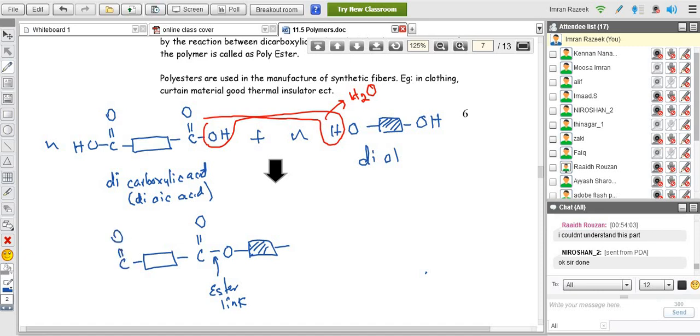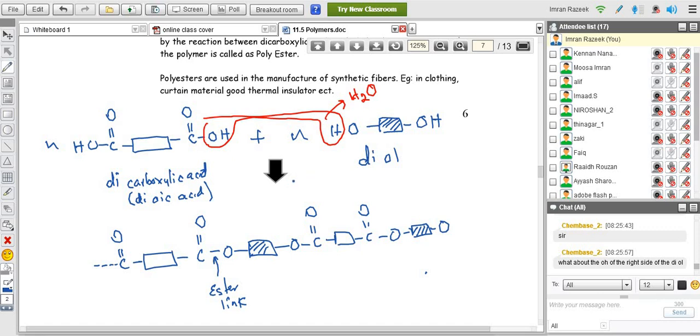This is a dicarboxylic acid, and one end will be bonded to a diol, and the diol will be bonded to another dicarboxylic acid, so it continues. Then the dicarboxylic acid will be linked to another diol, then that will be linked to a dicarboxylic acid, so that will continue to form the ester linkage, a polyester. So you can see, of course, this corner OH also will be removed.